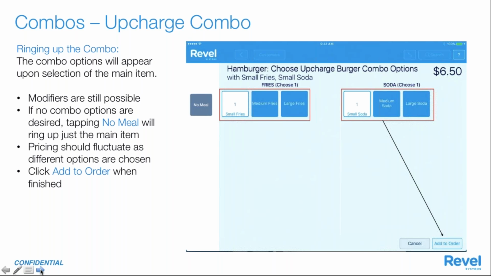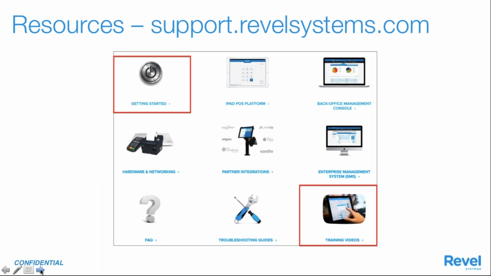The price will fluctuate depending on the options you choose. So if they have the option to select the medium fries or large fries with the same large drink, it is going to fluctuate in price. Once you have finished and selected everything needed for the combo, go ahead and click Add to Order.